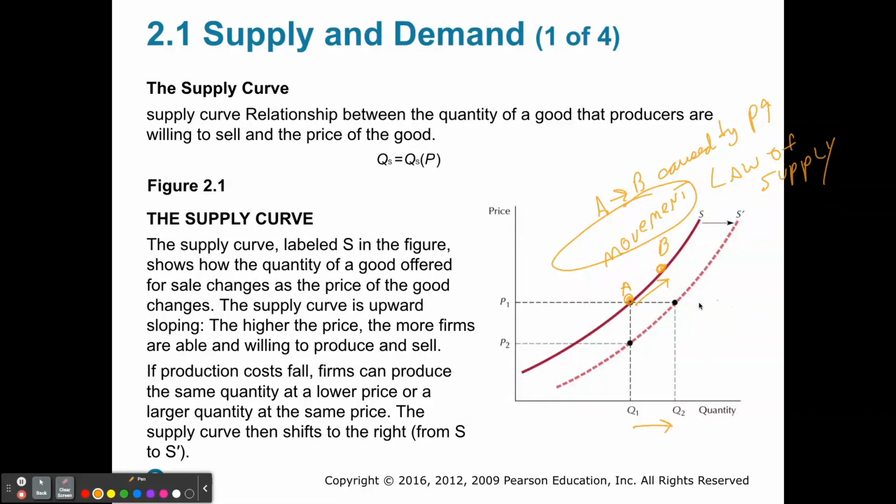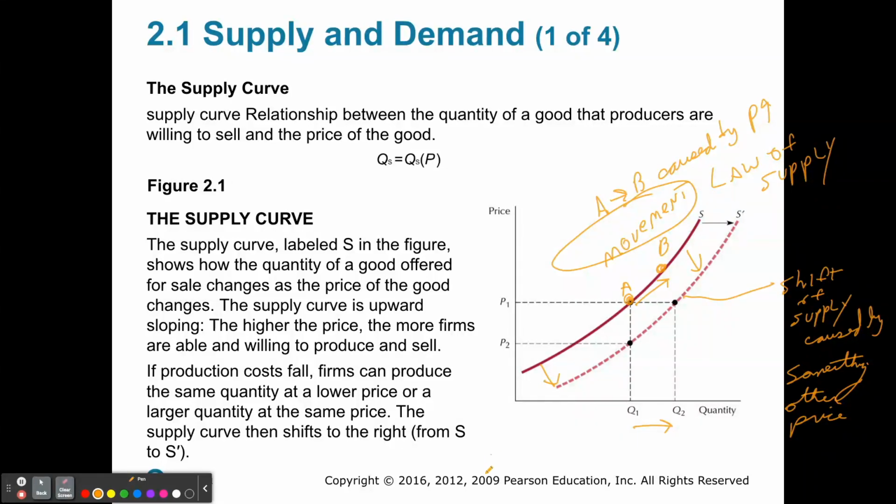But what's changing here, as you can see here, what is it that causes this? Well, that's a shift of the curve. And that's caused by something other than price changing. How do we get supply to shift out like this?